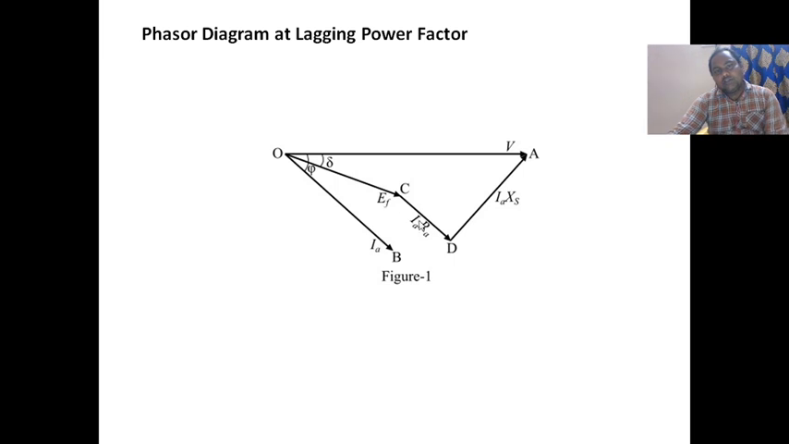Here also there are two drops. One is the armature resistance drop, another one is the synchronous reactance drop. IA RA is always parallel to the IA axis, and IA XS is 90 degrees from the resistive drop. So the terminal voltage V is the phasor sum of EF plus IA RA plus IA XS. This is the phasor diagram for lagging power factor.